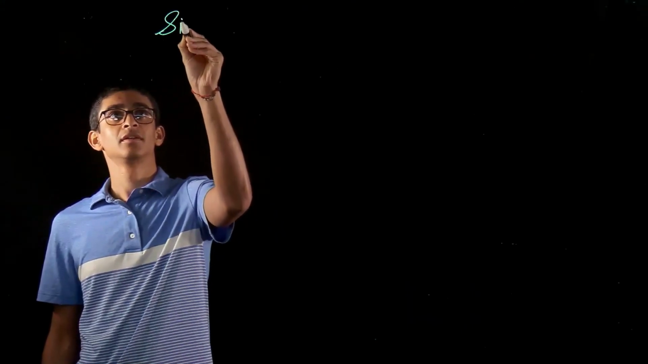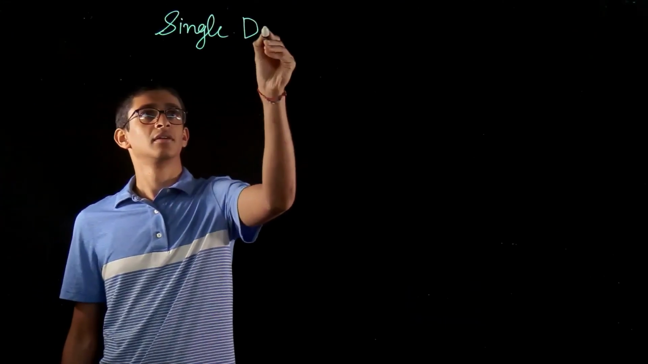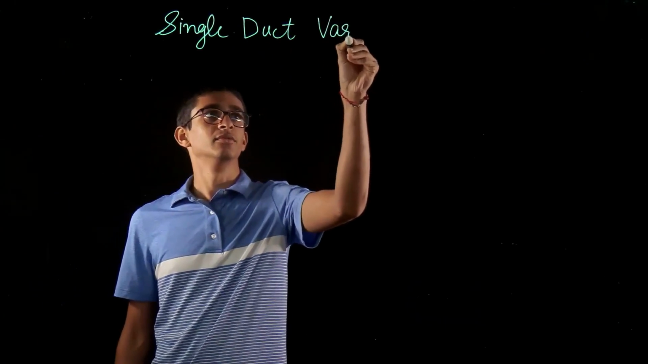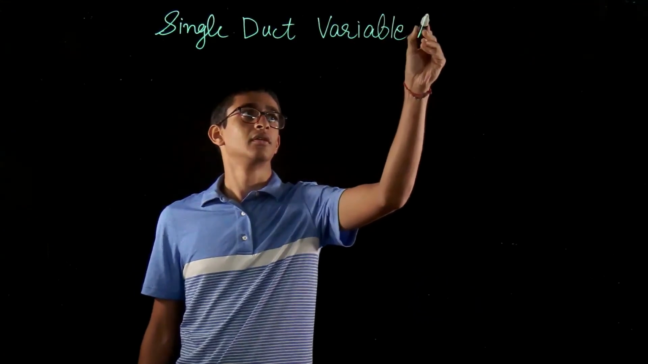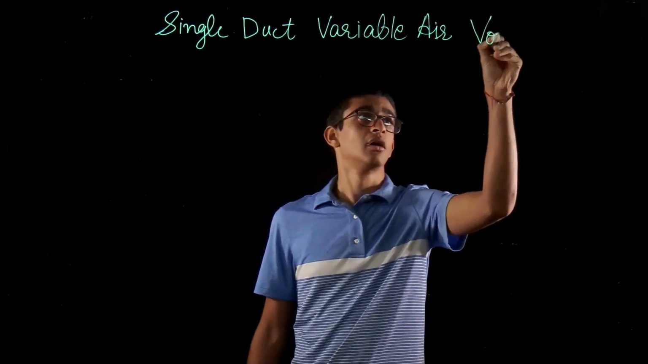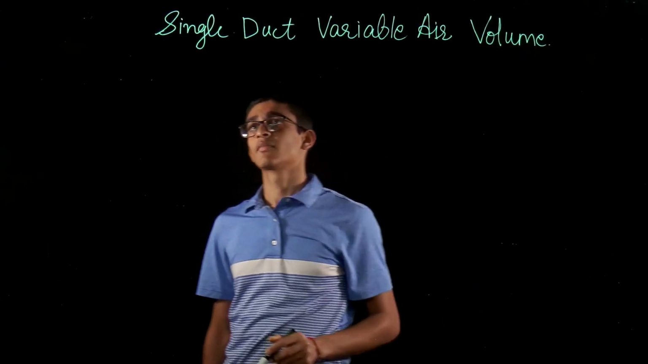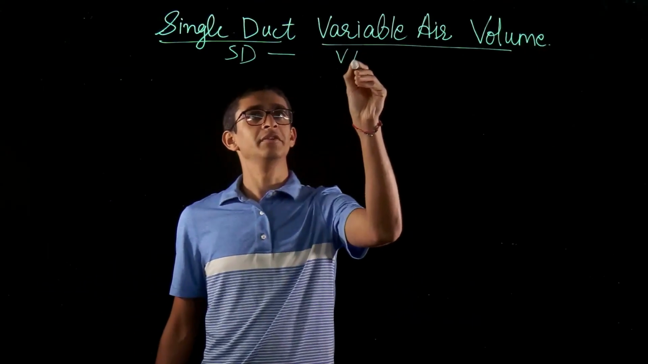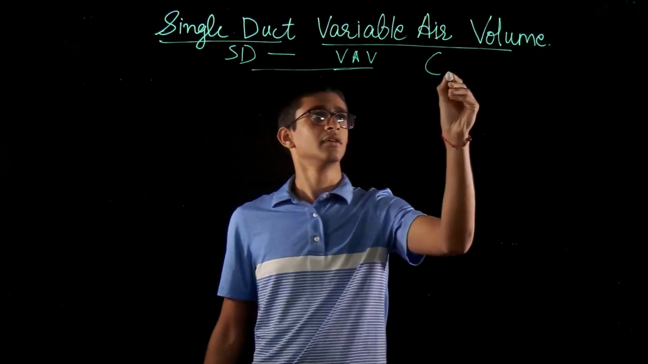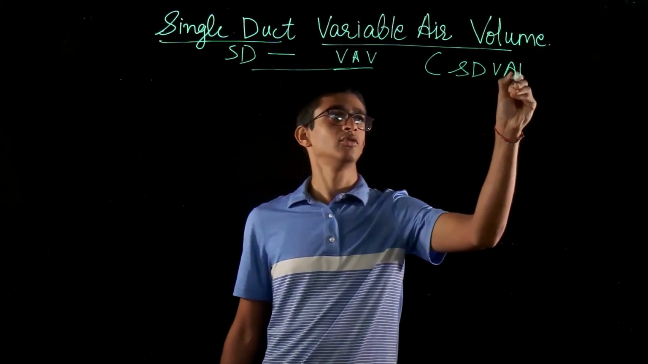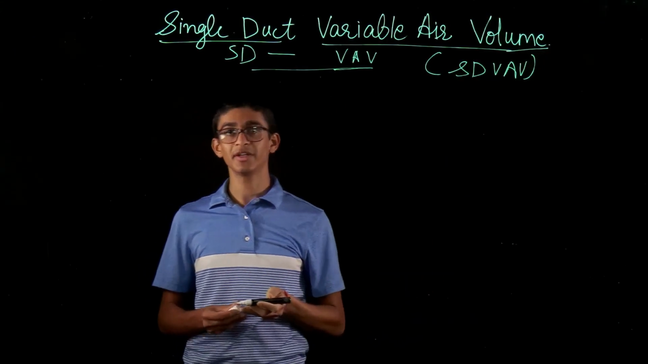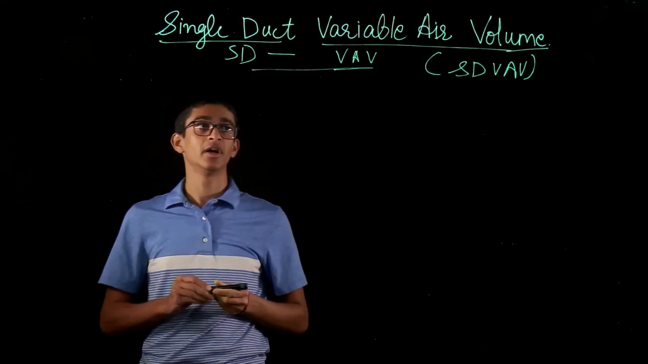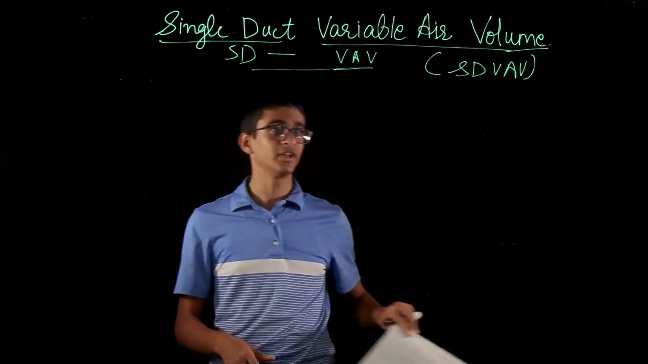So for this video, we are going to start with another second major type of AHU, which is single duct variable air volume. So SD and VAV, SDVAV. That's how we usually have notations in research papers, in textbooks, everywhere. So that's why it is important to understand it. It will be known as SDVAV.